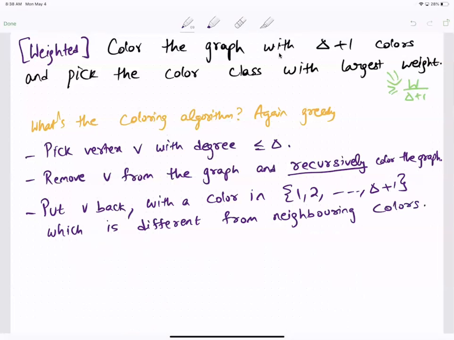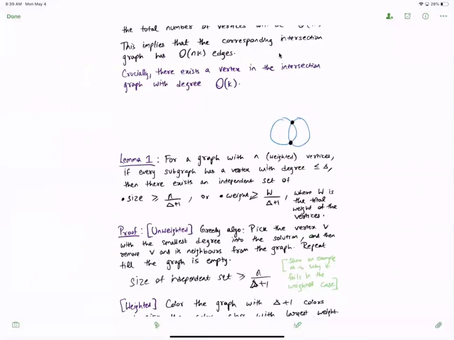Because its degree is less than or equal to delta, all its neighbors must have picked at most delta colors from this palette of delta plus 1 colors that we have. So there will be at least one color which the vertex V can happily pick and create no conflict. That's it. So we have actually proven this lemma now.